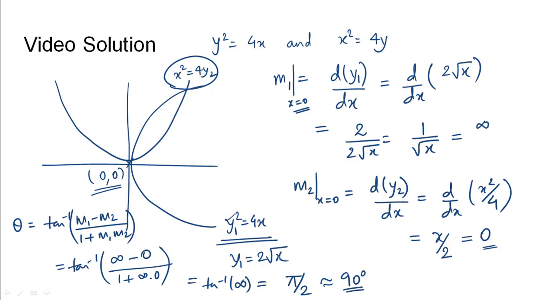This can also be seen that the tangent to the curve y square equals 4x is the y-axis, and the tangent to the curve x square equals 4y at origin is the x-axis, and the angle between these two tangents would be 90 degrees, which is obvious from the graph as well.